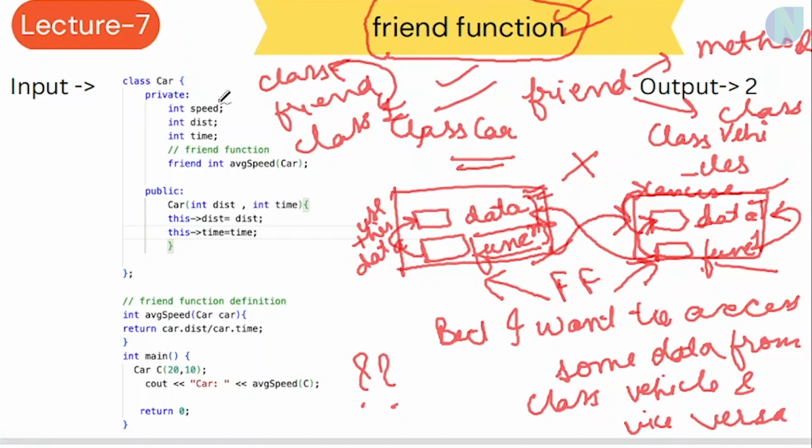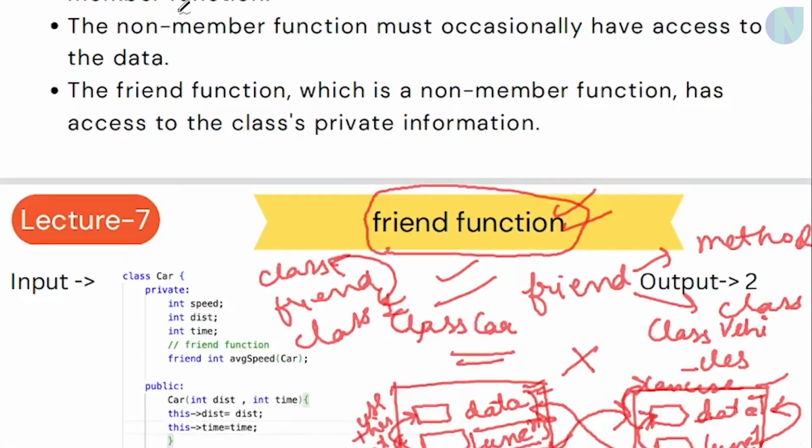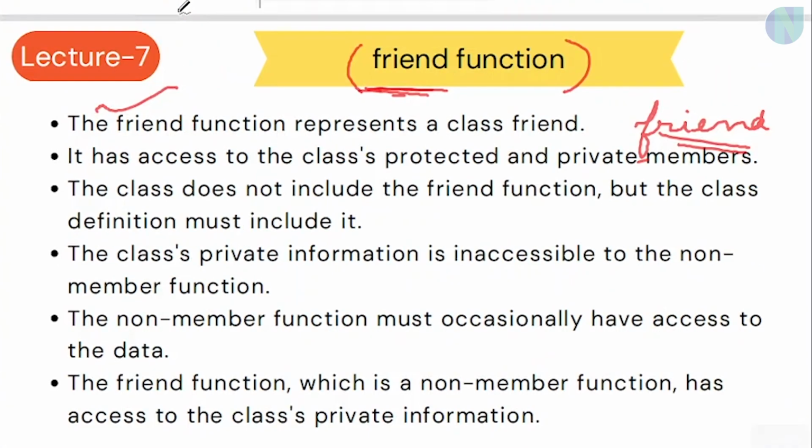Now in the next video we would be looking more at the characteristics of friend function, and we would be understanding from the code point of view how friend function comes into the picture and how things take place. So this was all about this video.